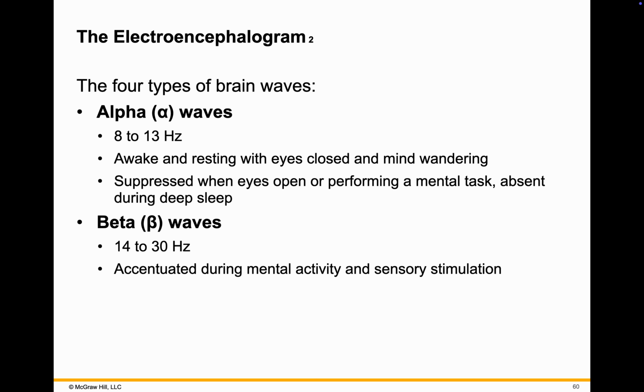Beta waves have a frequency of 14 to 30 hertz. They are accentuated during mental activity and sensory stimulation. Theta waves are between 4 and 7 hertz. We see those in drowsy or sleeping adults. Delta waves are less than 3.5 hertz. They have a very high amplitude, however, and we see those in adults in a deep sleep.